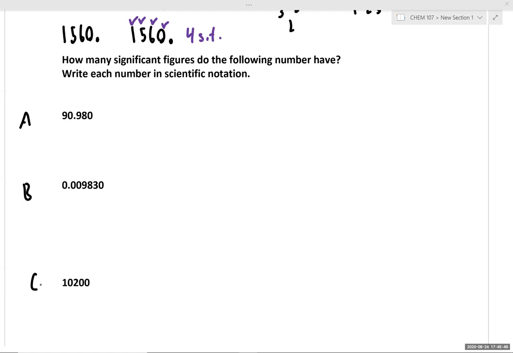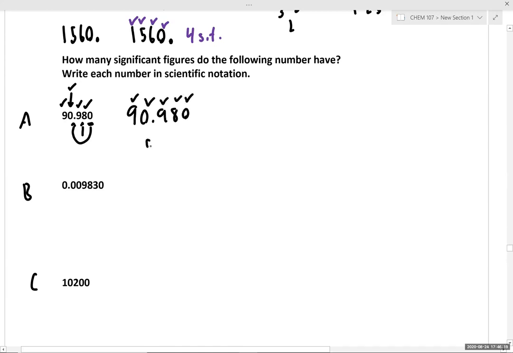And I'm really pleased to see that everyone's following along with this content. So let's now get started with the first example. 90.980: we have a sandwich zero that's between non-zero digits, so that's significant. All of our non-zero digits are significant. And this last zero is after a non-zero digit and it's after a decimal point. So 90.980 has a total of 5 significant figures.